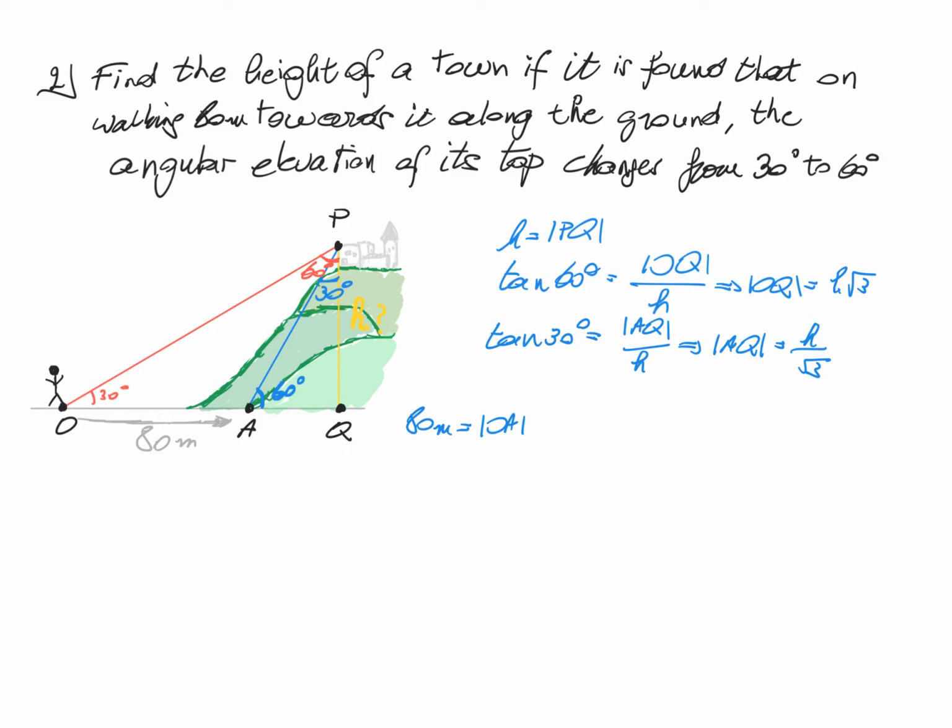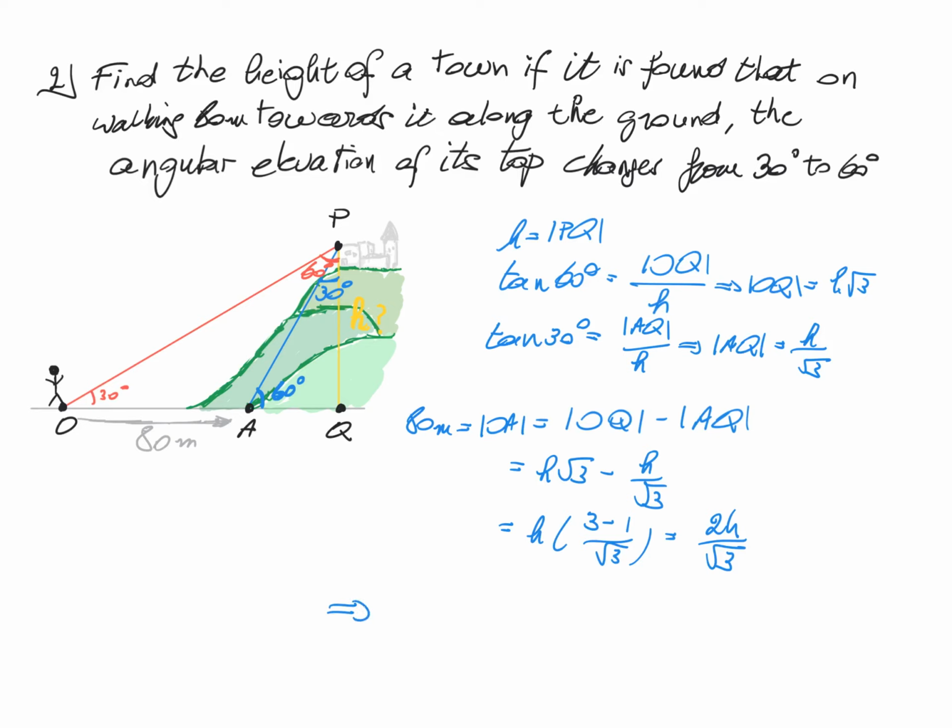OA, as you can see from the picture, is just the distance between O and Q minus the distance between A and Q. And so OA is h times the square root of 3 minus h divided by the square root of 3, or it's h times (3 minus 1) divided by square root of 3, which is 2h over square root of 3. And so then we know that h is 80 times the square root of 3 divided by 2 meters, or 40 times square root of 3 meters.